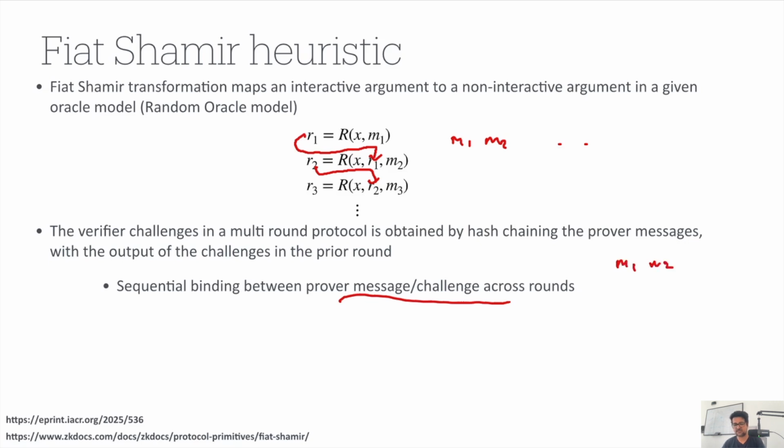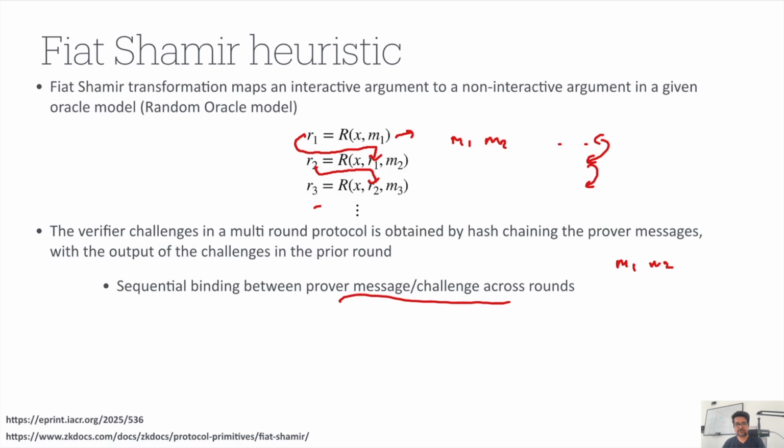because of the avalanche effect. Suppose after generating R3, the prover wants to go back and change M1. He has to regenerate all of them again, because once you change M1, then R1 would change. That means R2 would change. That means R3 would change, and so on and so forth. So each round is in general bound to the previous round. Okay, this is sequential binding.